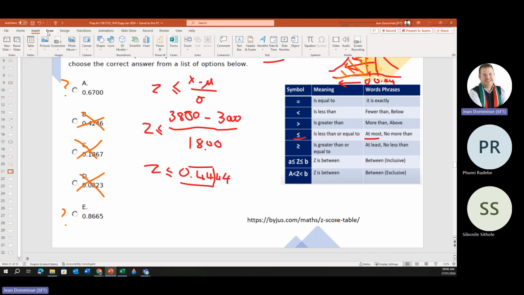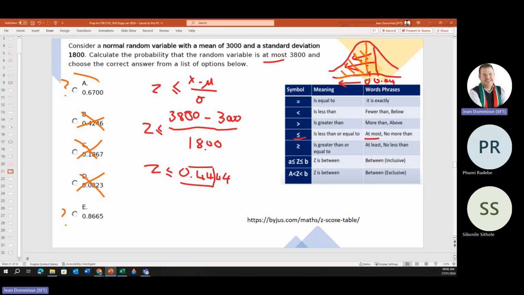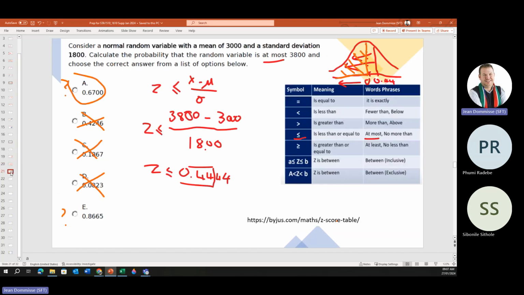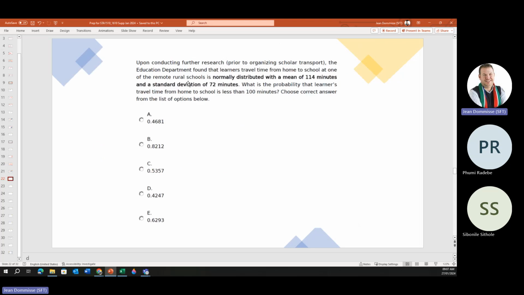So the correct answer for us was 0.67. Okay. So this one hopefully is more of a question type that you will get, that you need to work out the Z, go to the table and get it. Much quicker than looking at 4 or 5 different ones to answer. Okay, next one.